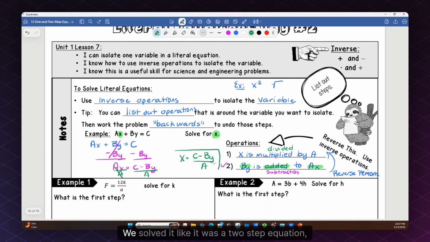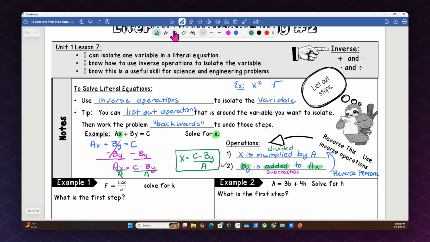Okay. We solved it like it was a two-step equation, but the problem was that it was a bunch of letters. So we didn't have numbers that were simplifying. We had to just adapt and overcome on our own. So you can see how writing out what's happening to the variable and then going in reverse and doing the inverse can help, if that's a strategy that may help you.